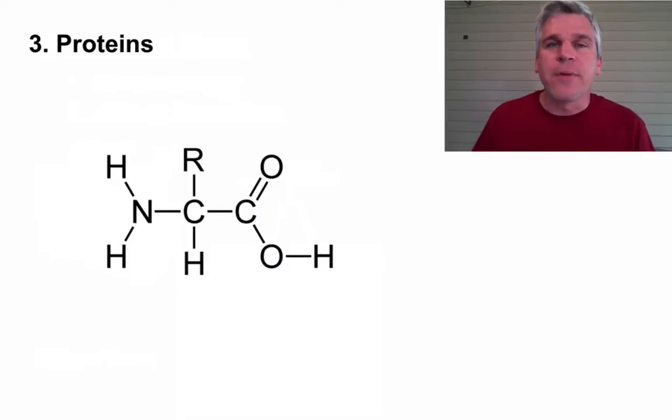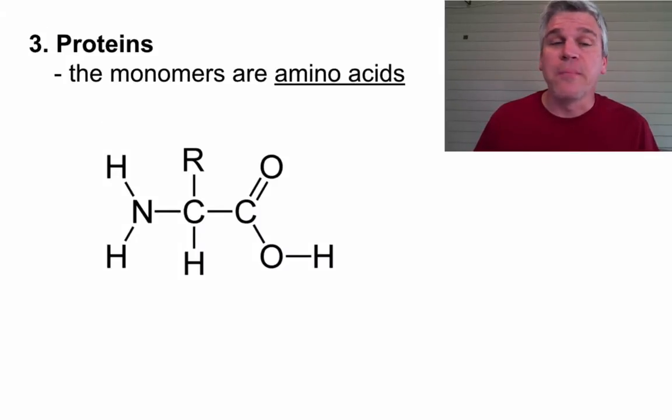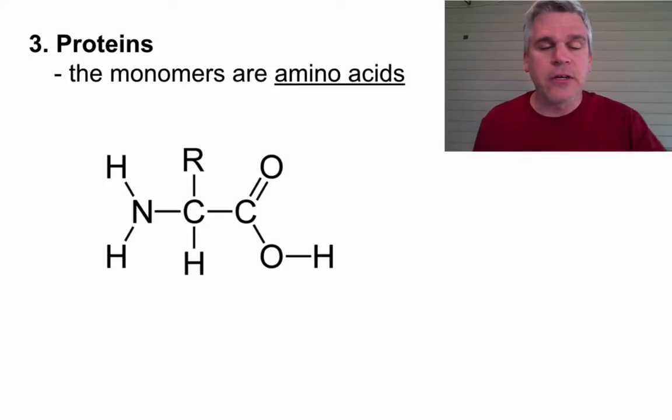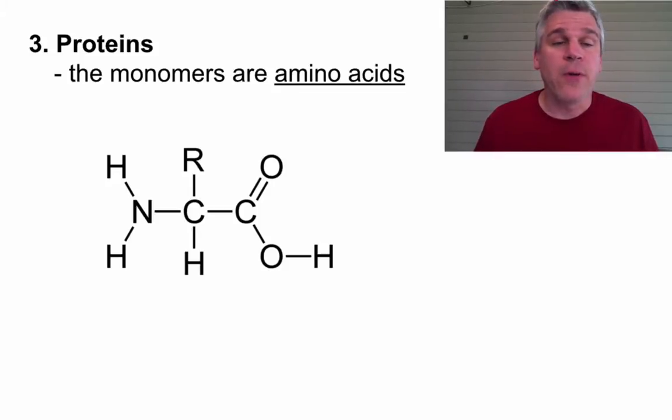The third type of organic compound are the proteins. Their building blocks are called the amino acids. And here we have an example of an amino acid.